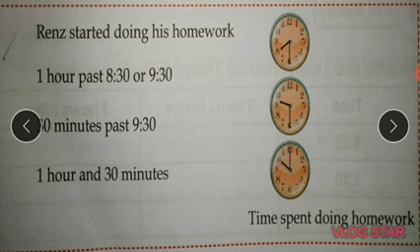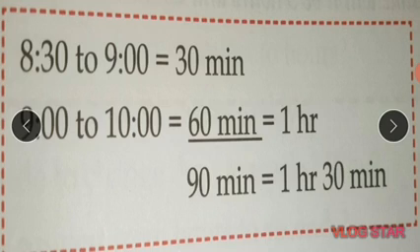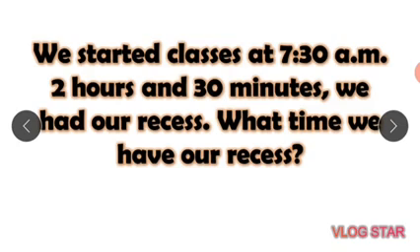But if you look at it, you started at 8:30 and you ended at 10. Here's another way of solving: from 8:30 to 9 is 30 minutes, and from 9 to 10 is 60 minutes or 1 hour. We chop it, or divide the time, to make it easy. So 30 plus 60 is 90 minutes, or 1 hour and 30 minutes.